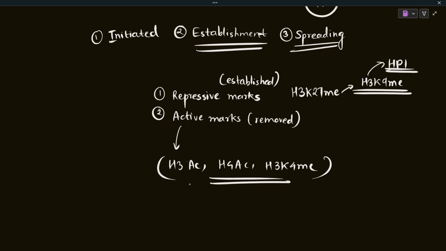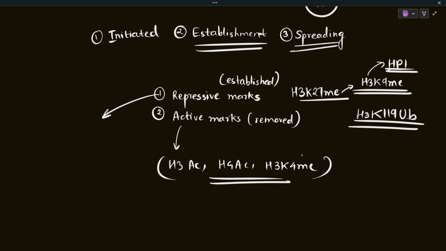So the conformation of chromatin is changed, and all of the repressive marks such as H3K27 methylation, H3K9 methylation, and H3K119 ubiquitination are established. I hope you remember this is also a repressive mark. So this is how the spreading of the XIST long non-coding RNA does the X chromosome inactivation.